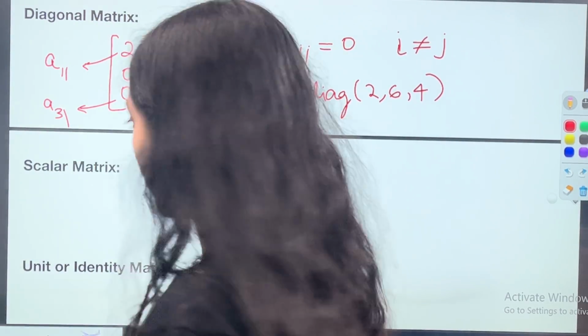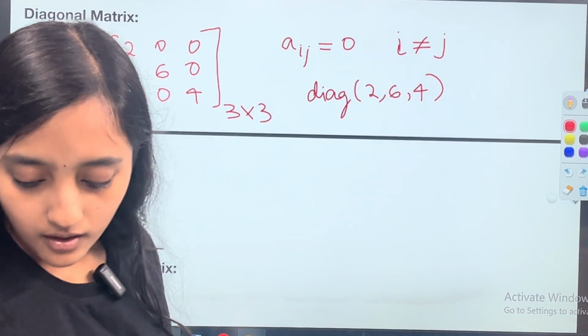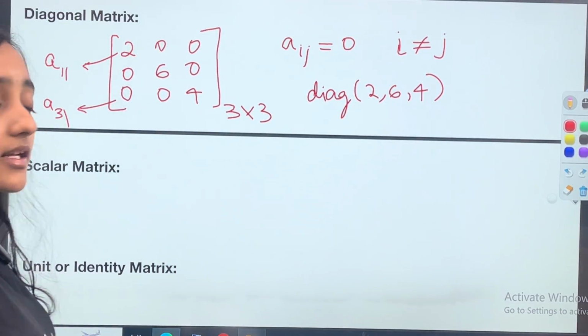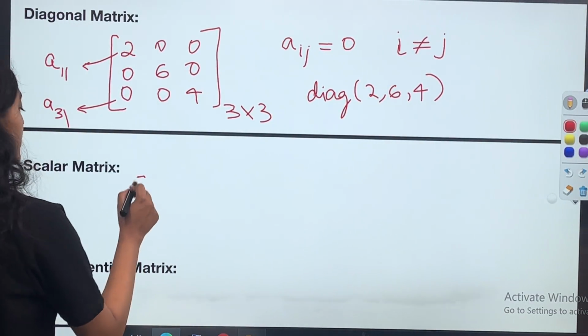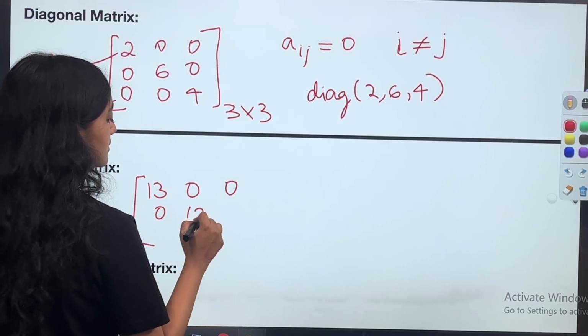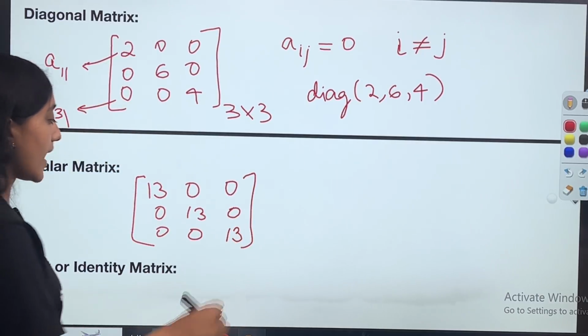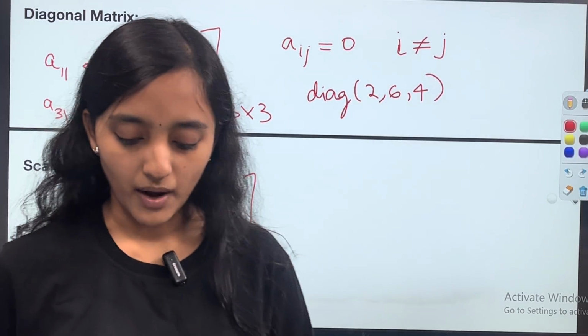Okay, so next is a scalar matrix. A scalar matrix is one in which the diagonal elements are equal. So if I have a matrix 13, 0, 0, 0, 13, 0, 0, 0, 13, this is known as a scalar matrix.